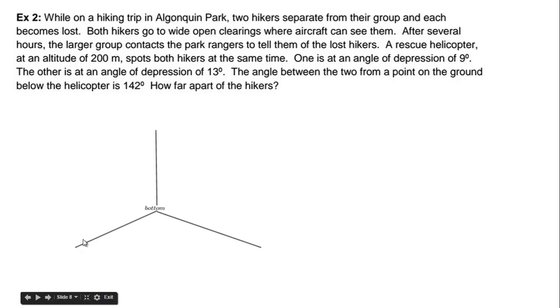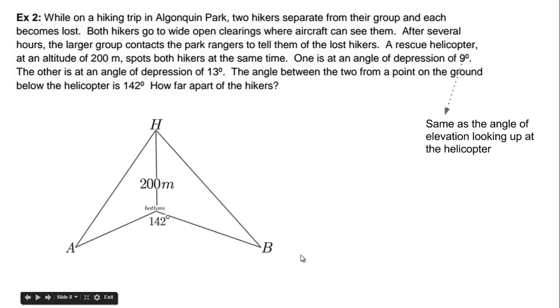It's actually a really famous triangle. It's really just a pyramid, and so we can see just really the bottom here of where the rescue helicopter is. We get a height of 200 meters. The 142 degrees is between the two hikers, and so here's the position of hikers A and B.